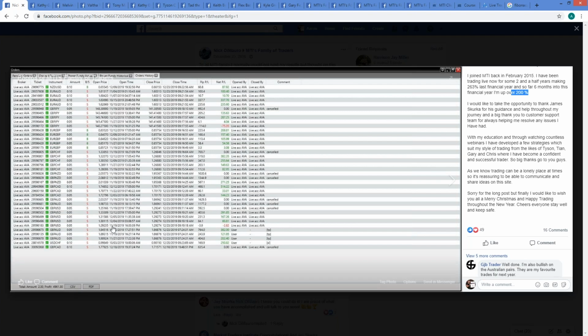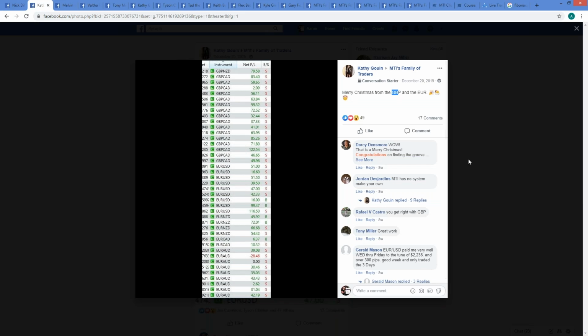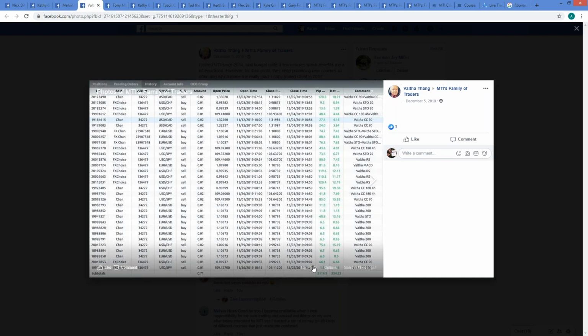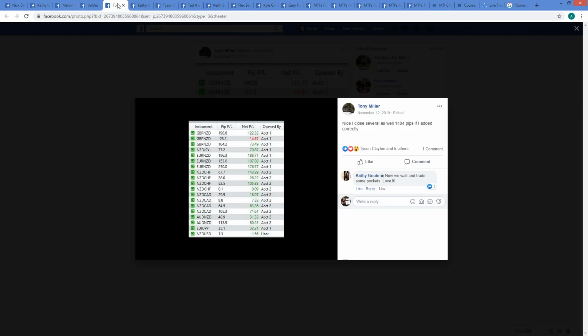Well, those are the trades. Most of those trades were entered the first week of November, closed out 2 weeks before December. That's about 7,000 pips. That's $70,000, and it just keeps going on. Kathy in the market, that was in December, thanking the euro and the Great British Pound. Melvin, a brand new trader, making 1,300 pips. Valfa making 20,000 pips. 2,000 pips in December. That's $20,000 of profit. 1,400 pips by Tony.